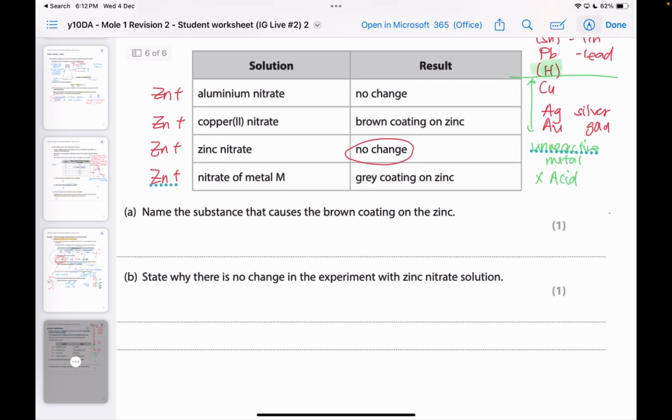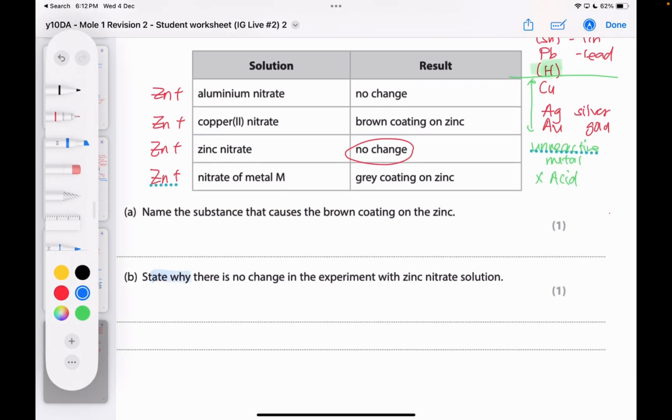Oh, there we go. See part B? They ask: explain why there is no change in the experiment with zinc nitrate solution. So if we take a look at this first, we are adding zinc into zinc nitrate. Why is there no change? It's because it's the same type of metal, isn't it? So zinc cannot displace itself.